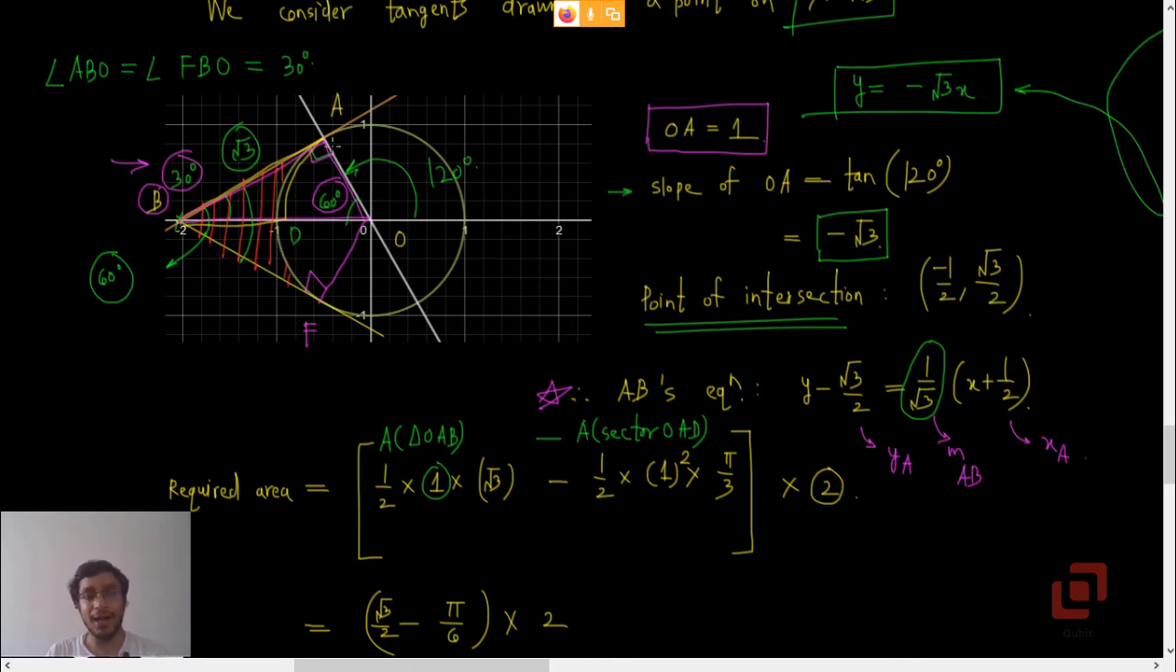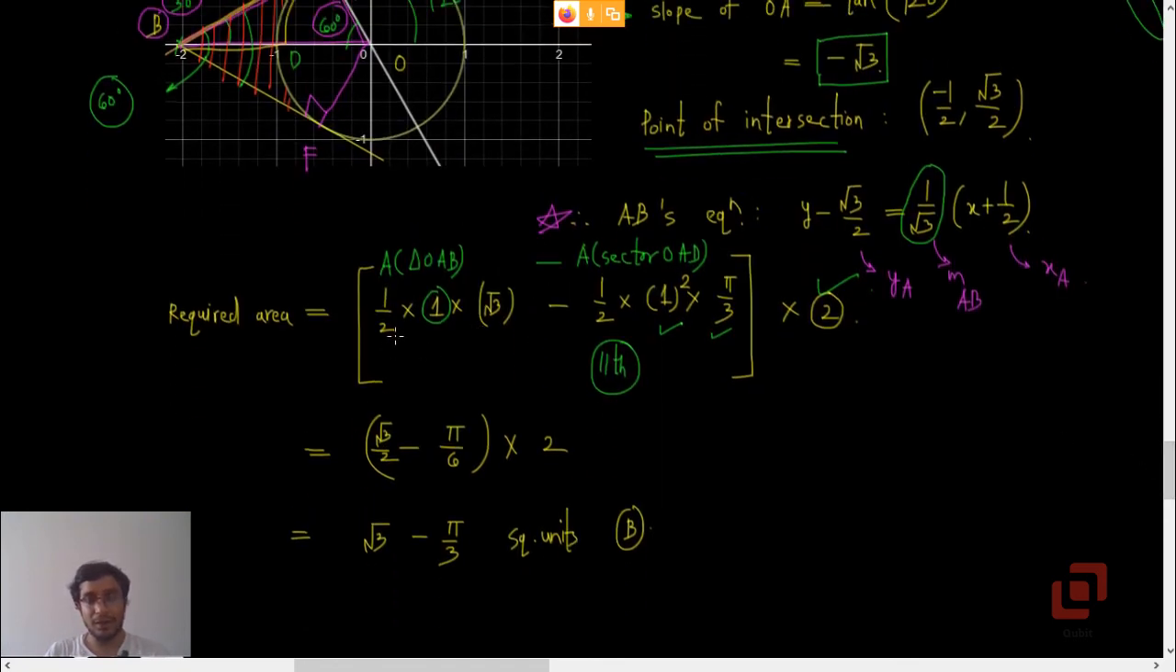So once you get the height of the right angled triangle, you can easily find its area, 1/2 into base into height, minus. Now this is where you will need the formula that you learned in the 11th standard in the first chapter, angle and its measurement. That is, area of the sector is half r squared theta, where theta is the angle measured in radians subtended by the arc at the center of the circle. Radius is 1. What is the angle? 60 degrees or pi/3 radians. And do not forget to multiply this area by 2.